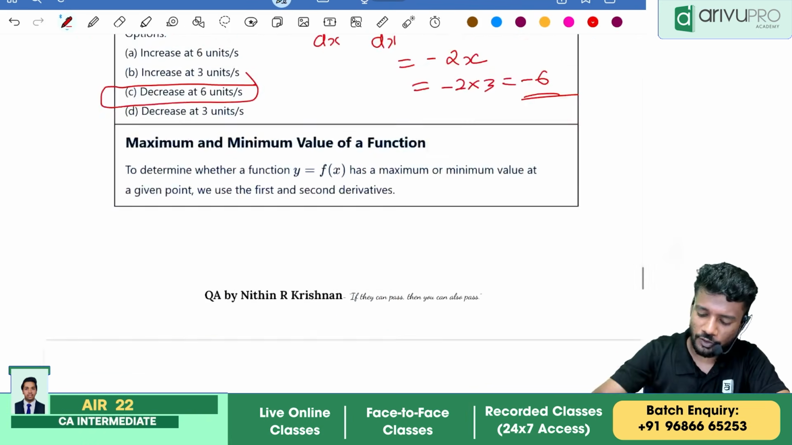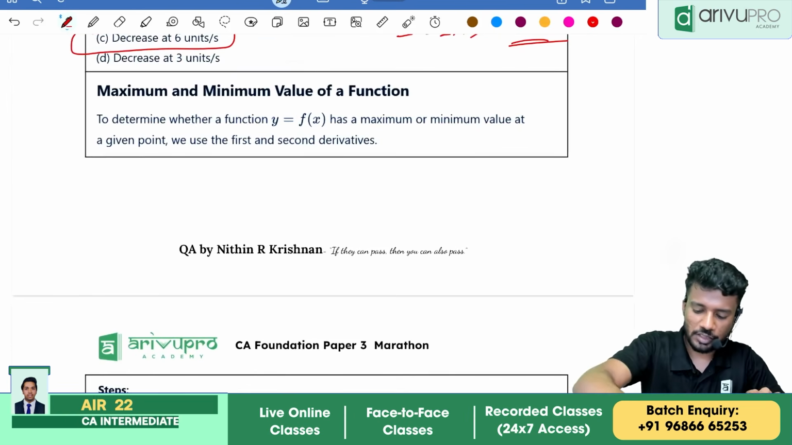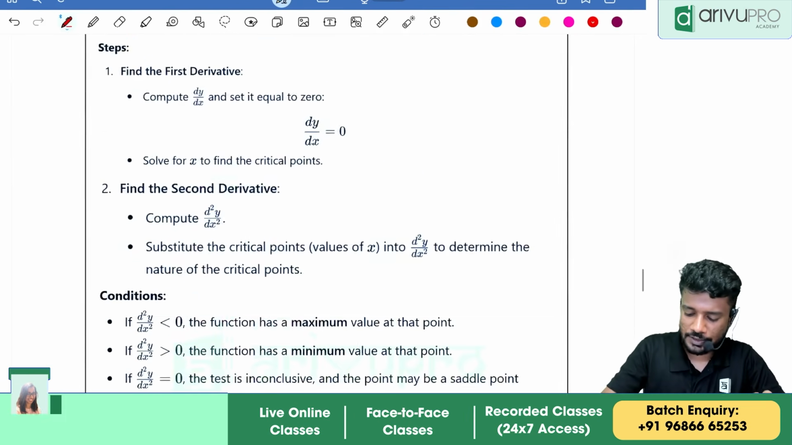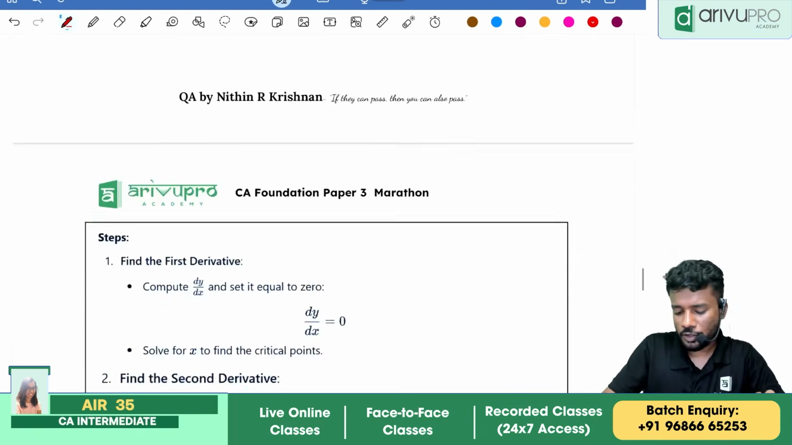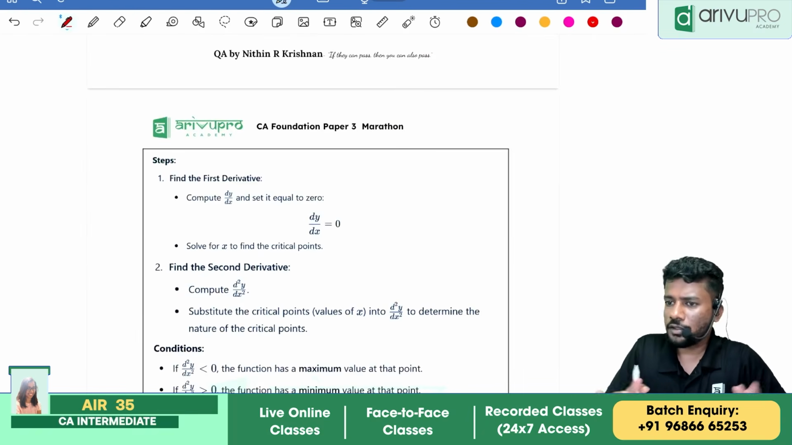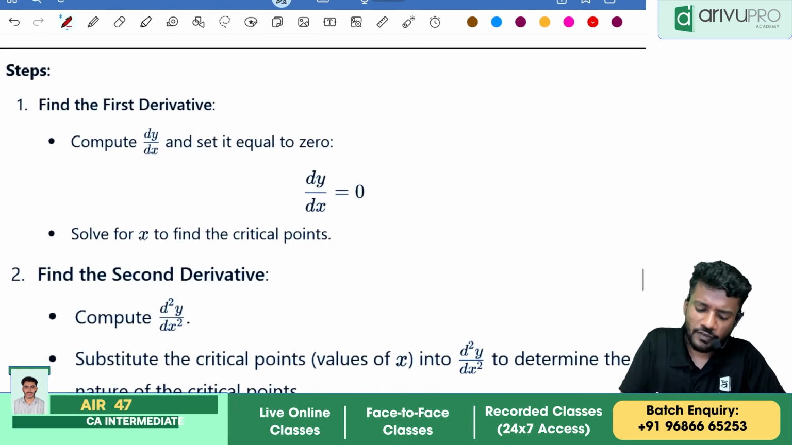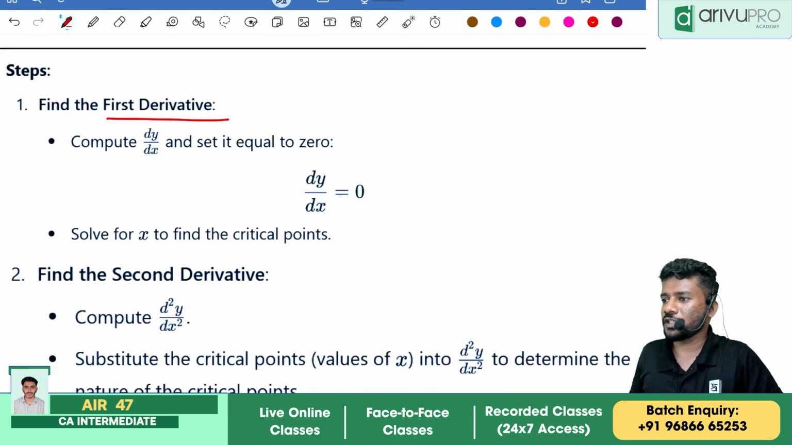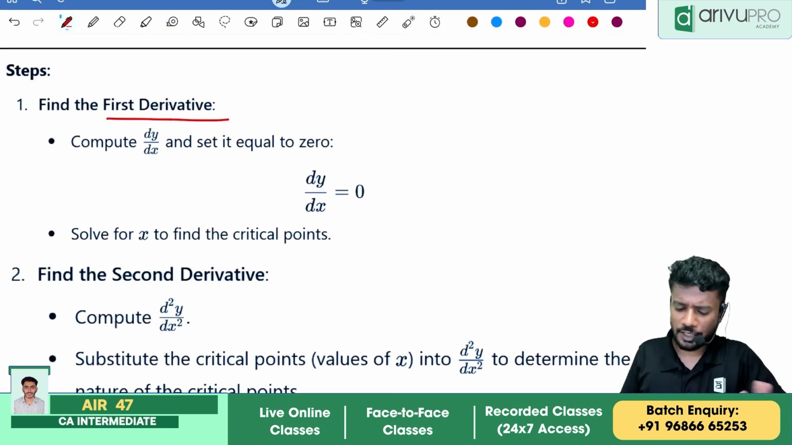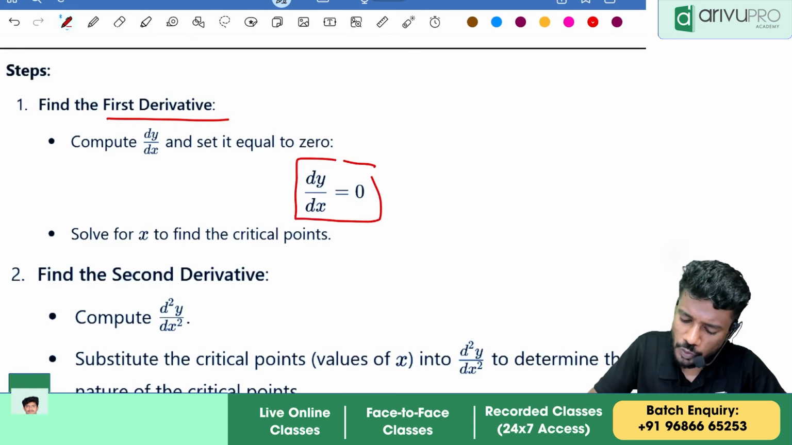Okay. Now we are going for maximum and minimum value of a function. There is a series of steps we should follow to find the maximum and minimum value of a function. First step is very easy. Find the first derivative. That means dy by dx we are finding. Then equate it to 0.